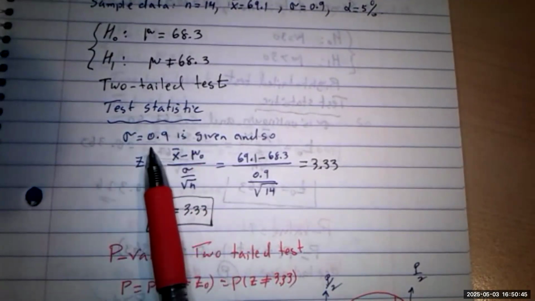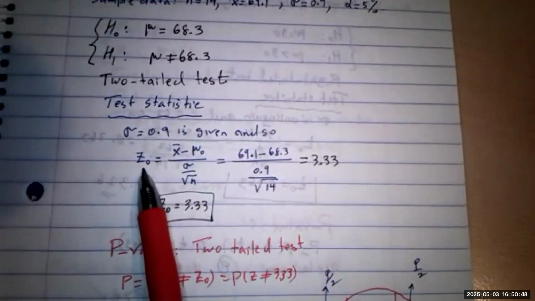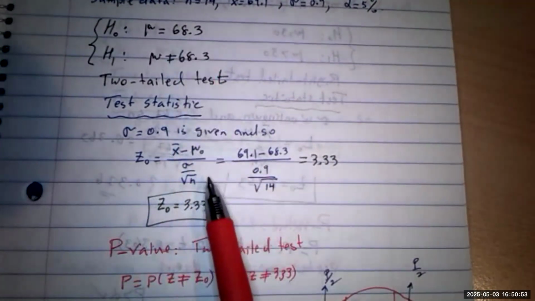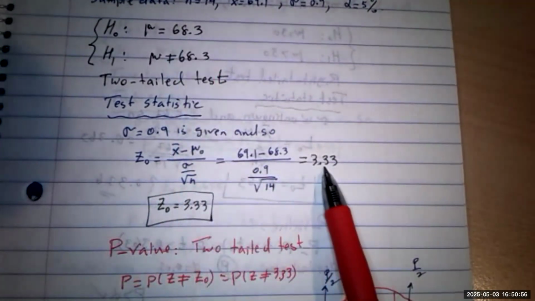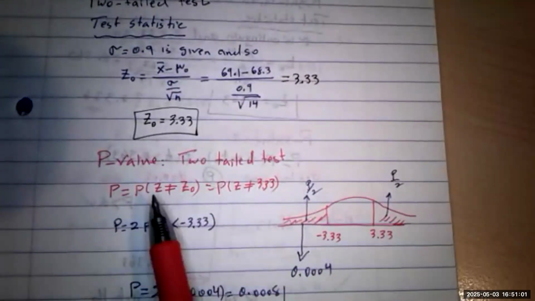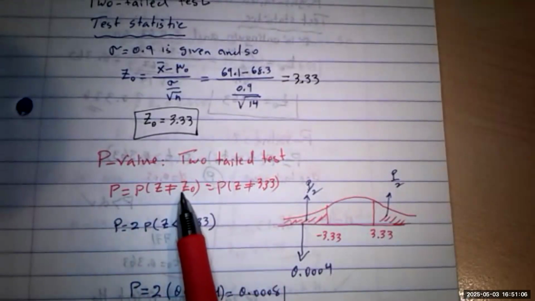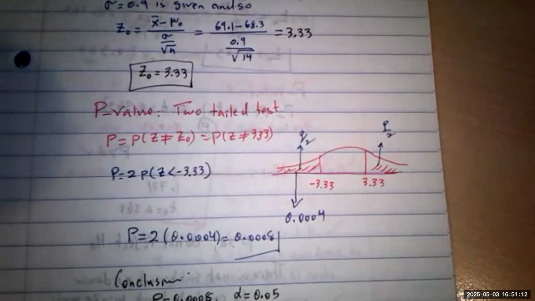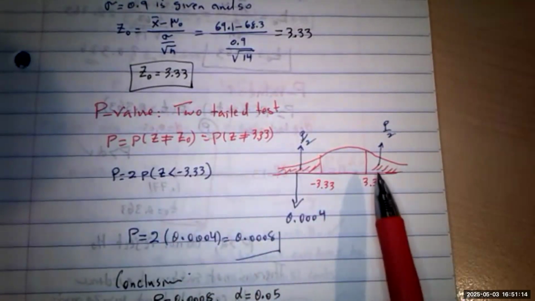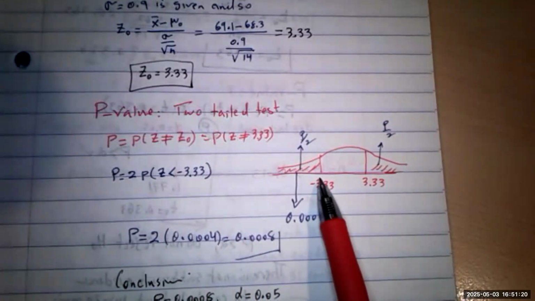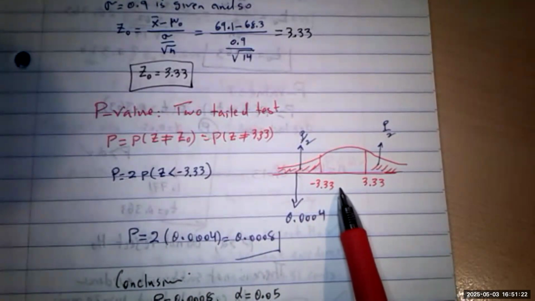Test statistic: again, sigma is given to you, so we have to use the z-test. Your Z naught would be X bar minus mu naught, where mu naught is 68.3, over sigma over radical n. That gives you 3.33. So that's Z naught. Now the p-value, probability. You want to find the probability that Z is not equal to Z naught. For this one, if you want to do it manually, you have to be careful. We are going to put this 3.33 and its symmetric part, negative 3.33.